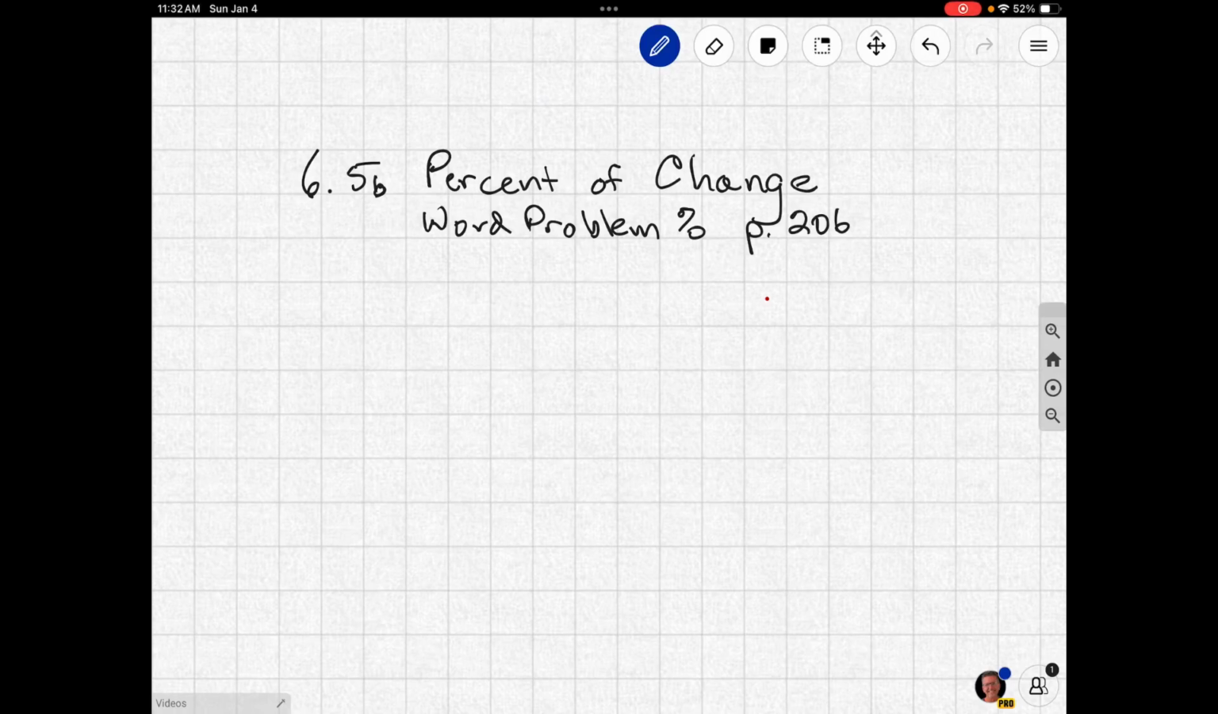This is the second video for 6.5, and we are on page 206 up at the top of the page. We're going to be looking at some word problems where you have to find the percent, which is represented by a number. So the percent is a number, which is pretty much what we've been doing all along. And I don't think this should be anything new.